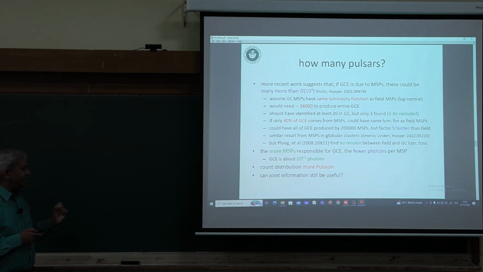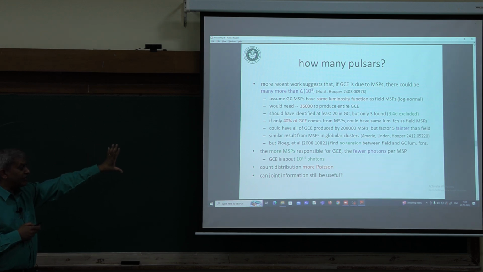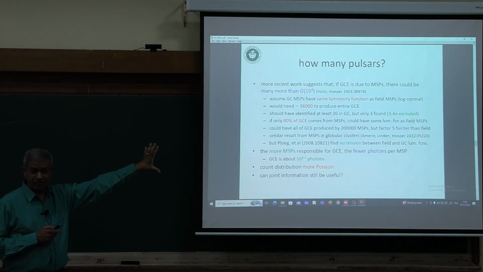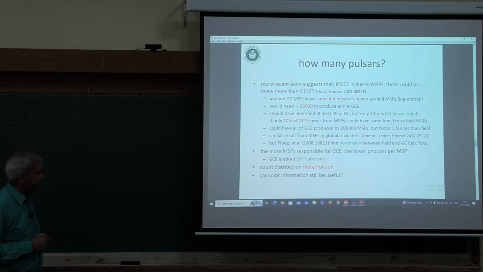But if you did that, you should find at least 20 in the galactic center, which should be identified as actual point sources. But you only find 3. So they'd say that scenario is excluded at 3.4 sigma. That's what they would say. Is that the missing pulsar problem? I'm not sure if that's what people refer to as the missing pulsar problem, but it would be missing pulsars.